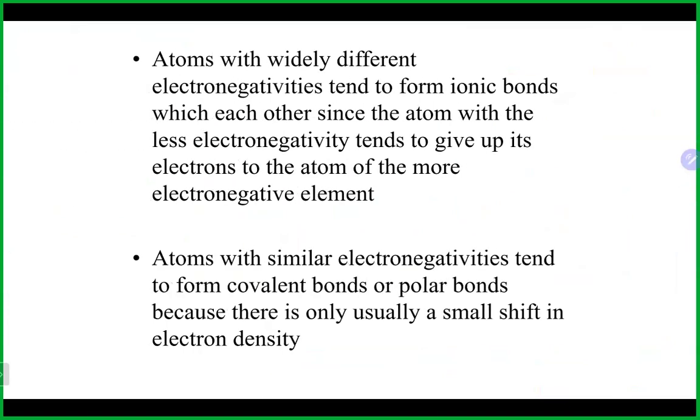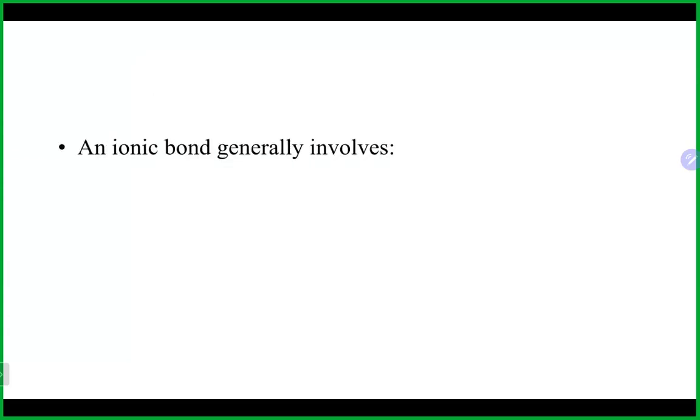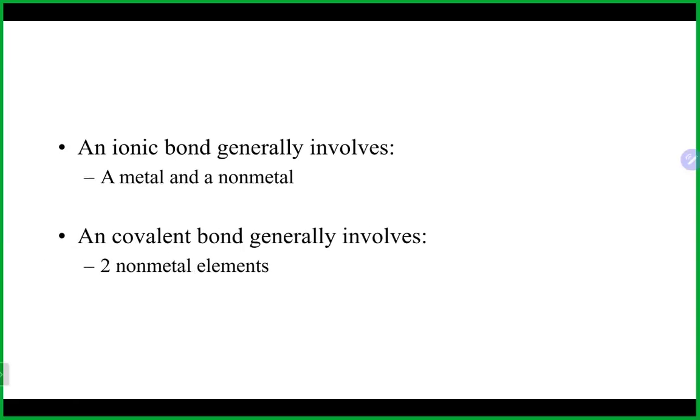So as we saw in some of those examples, atoms with widely different electronegativities tend to form ionic bonds. That's what happens when we get a metal on the left-hand side of the periodic table and a non-metal on the upper right. We're going to get a transfer of electrons. And atoms with very similar electronegativities will tend to form covalent bonds, and that's why our nonmetals typically form covalent bonds. Again, that's what results in the different types of bonds that we've talked about.